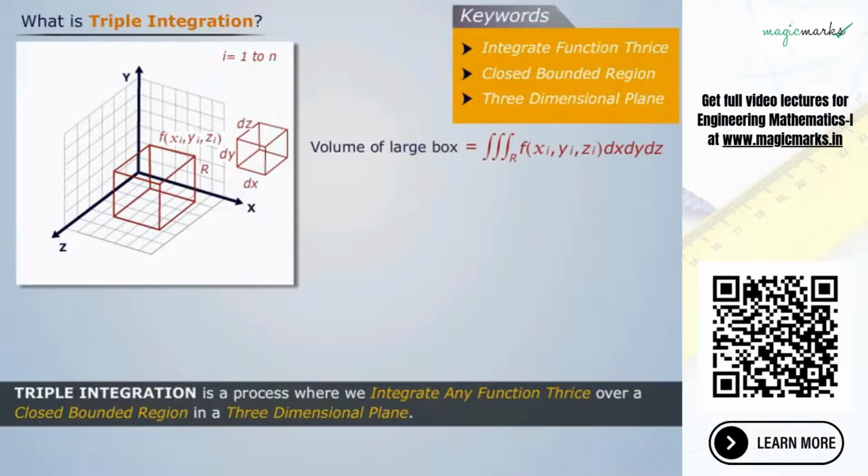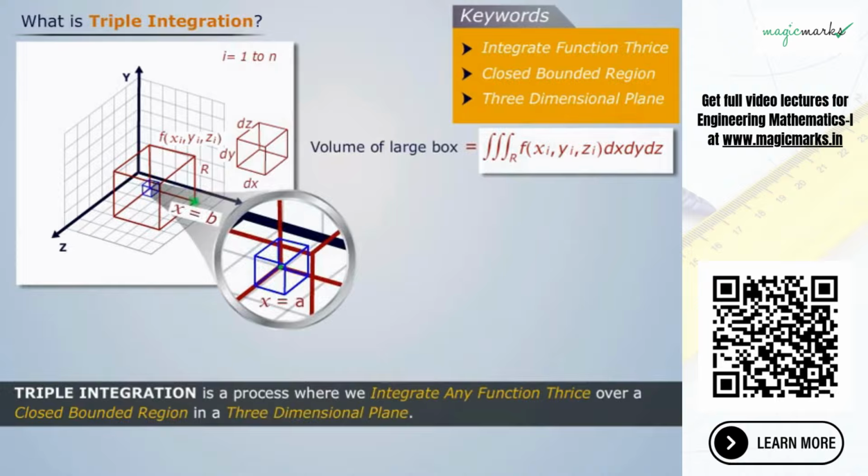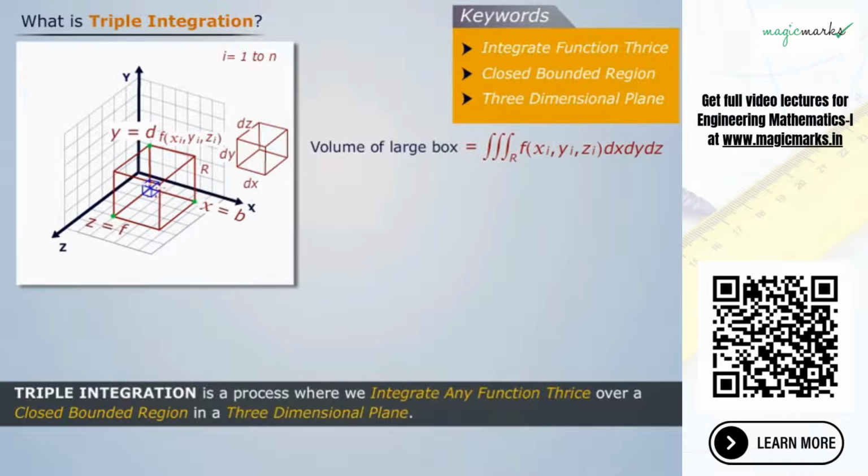Now let's evaluate this triple integral. We see that here the region is bounded by the limits x equal to a to b, y equal to c to d, and z equal to e to f. So first, let's integrate the innermost integral.